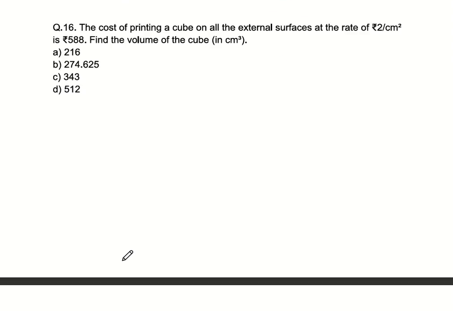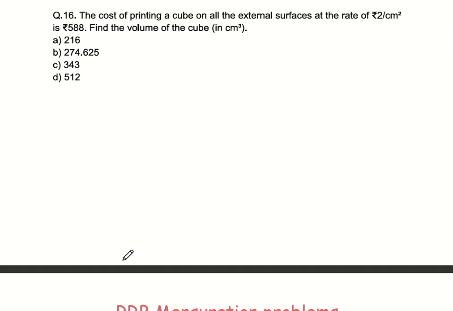Now the 16th question. The cost of painting a cube on all the external surfaces at the rate of 2 rupees per centimeter square is 588. Find the volume of the cube. So the cost is 588 at 2 rupees per centimeter square, so we can cancel.